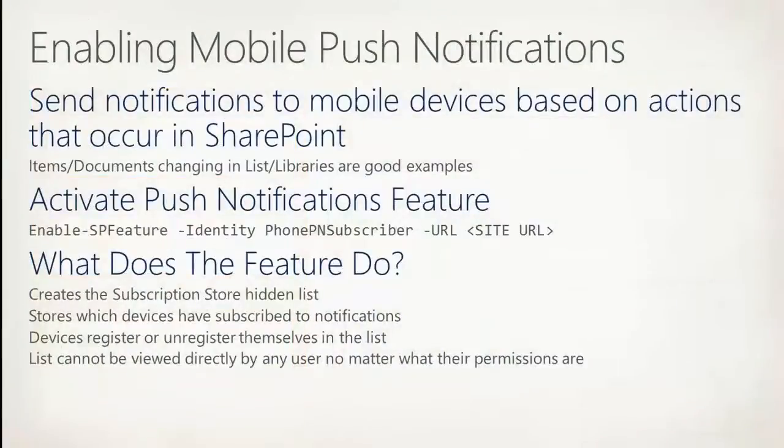Here are the things you'll need to do or have your developers do for you to enable the push mobile notifications. The first thing that they need to do is they need to activate the push notification feature. That's a line of PowerShell, as you can see there, and the feature is called Phone PN Subscriber, and then you pass in the URL to your SharePoint site. When you do that, it's going to make that hidden subscription store list for you. And then that stores the different devices, as I mentioned before, that are going to be notified from your SharePoint site.